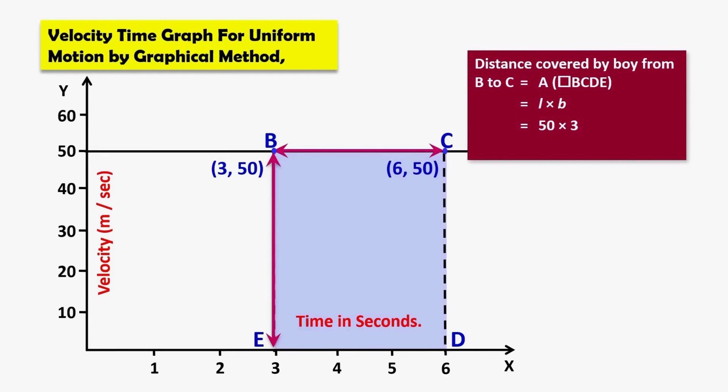That is 50 meters per second multiplied by 3 seconds. This gives a distance of 150 meters. The distance traveled by the object between 3 seconds and 6 seconds is 150 meters. Since the velocity remains constant and the graph is a straight horizontal line, the motion shown in this velocity time graph is uniform motion.